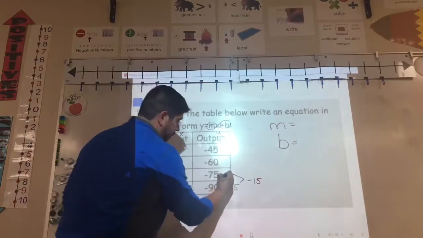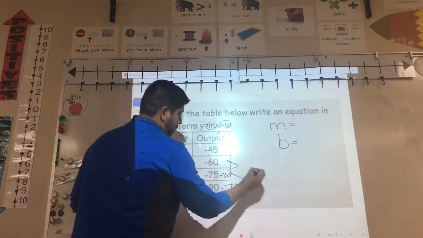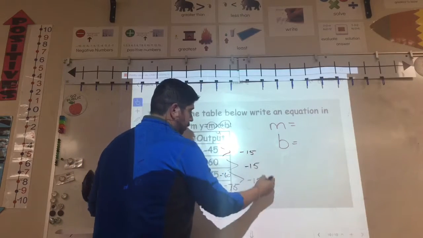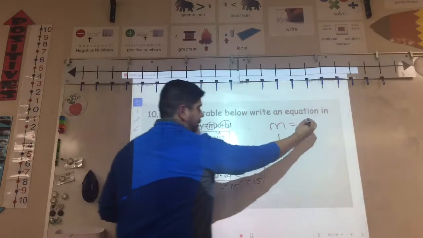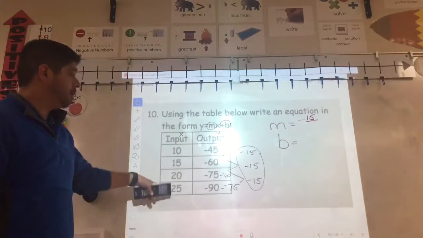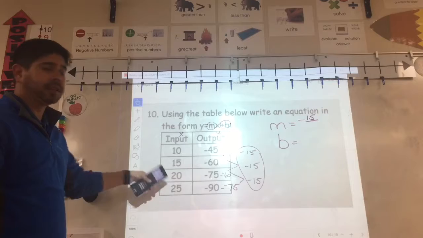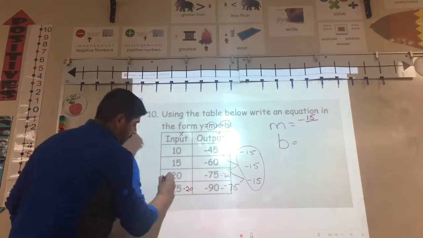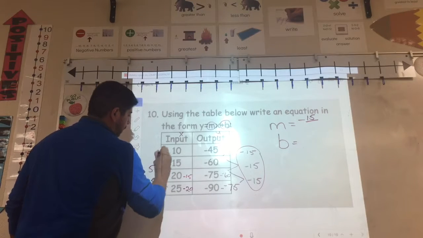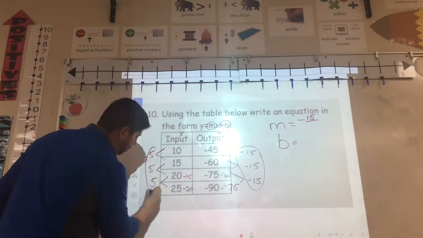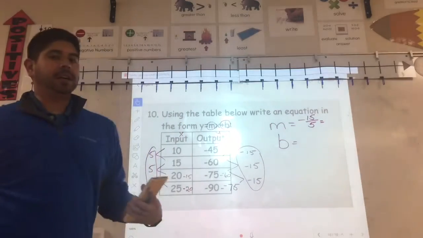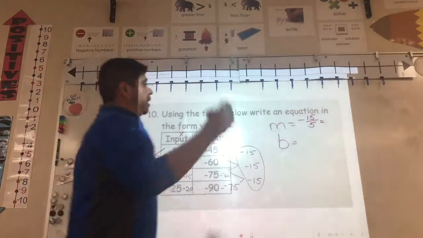Now, negative 75 minus negative 60. Put that in your calculator. You're going to get the same thing, and then the same thing here. So if all these numbers are the same, that's what's going to be my numerator on the slope. Now I need to find out what my denominator is going to be. That's going to be all my x values, the change in x. So 25 minus 20 gives me 5. 20 minus 15 gives me 5. And this will give me 5 also. So now these are all the same. So we put that down here. Put that in your calculator to see if it simplifies. And it will. It'll simplify to negative 3.